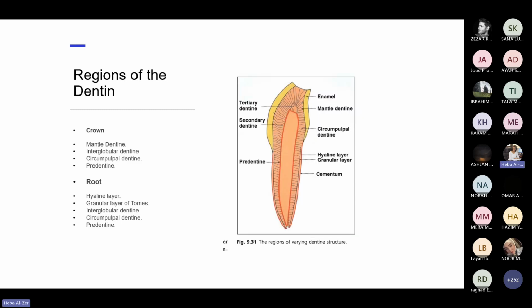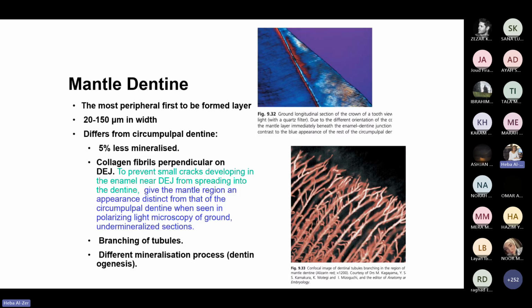So, first of all, we are going to discuss the crown. There is mantle dentine and interglobular dentine. What is mantle dentine? Mantle dentine is the most peripheral, here seen as a red line, first to be formed layer of dentine. It's different from the bulk of dentine beneath it, the one called circumpulpal dentine. It's 5% less mineralized. The collagen in it is perpendicular to the dentino-enamel junction. The branching of tubules happens in this area.